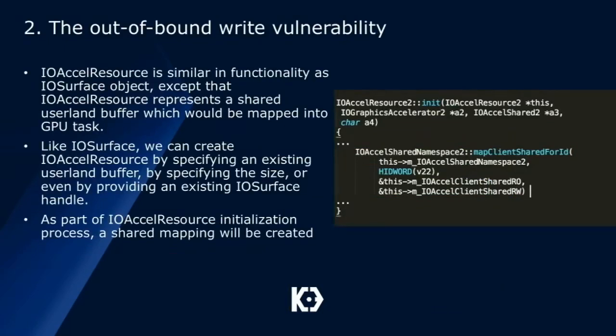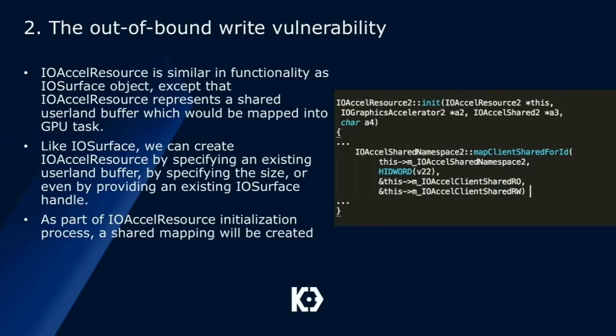And the second is the out-of-bound write vulnerability. Before I talk about it, I will explain the concept of the I/O axial resource object. Actually, I/O axial resource object is very similar in functionality to the I/O surface object, except that the I/O axial resource represents a shared userland buffer which would be mapped into the GPU task. And like the I/O surface object, we can also create the I/O axial resource object by specifying an existing userland buffer in the userland applications.